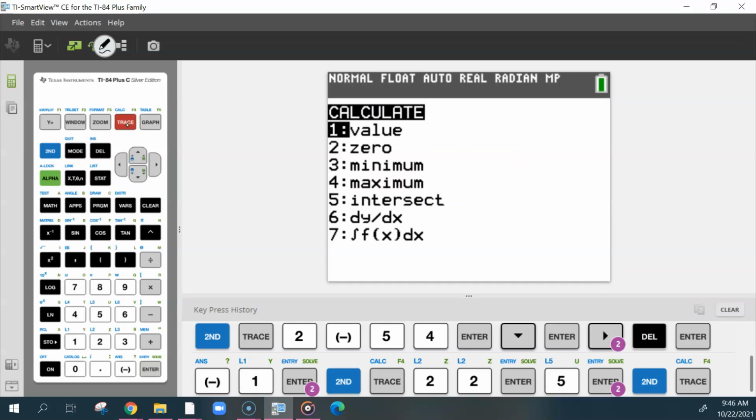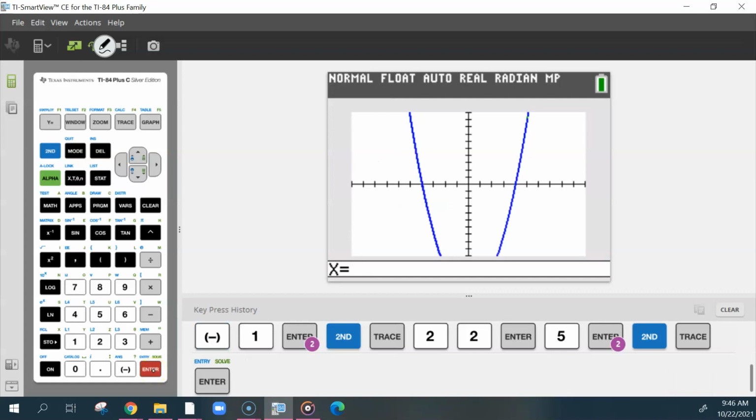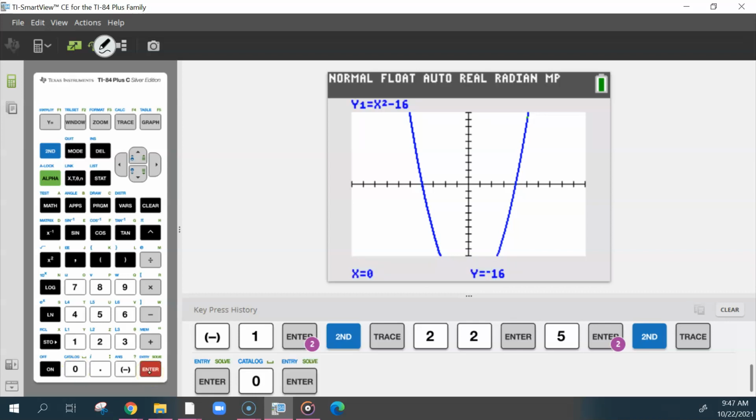I'm now going to look for the value. So this is going to look for a y value, or your y-intercept, when your x is a certain value. So I'm going to go into value. And we want our x to be 0. That way it can be a y-intercept. So I'm going to put in 0 and hit enter. When I put in 0, it tells me what that y value is. So I don't see this on my screen, but I know that my y-intercept is negative 16, 0.